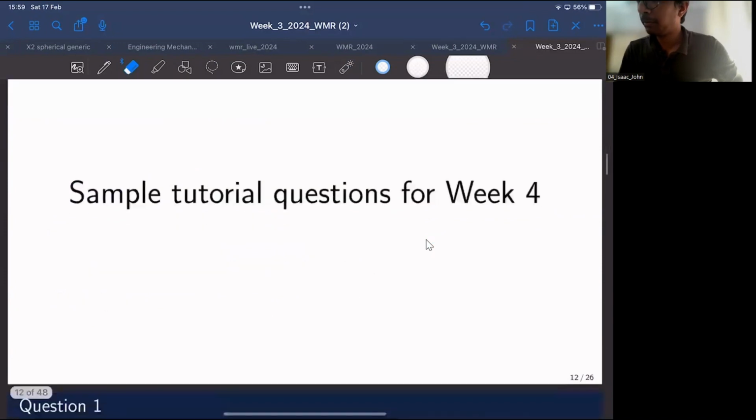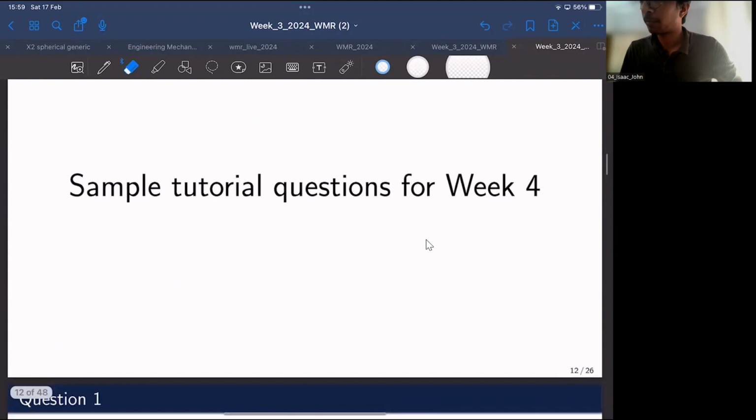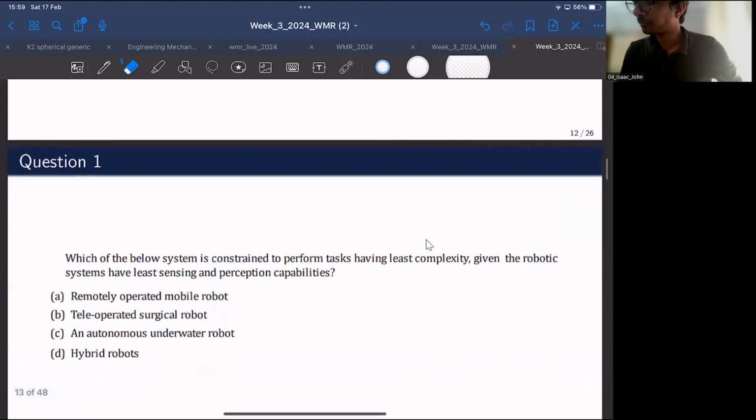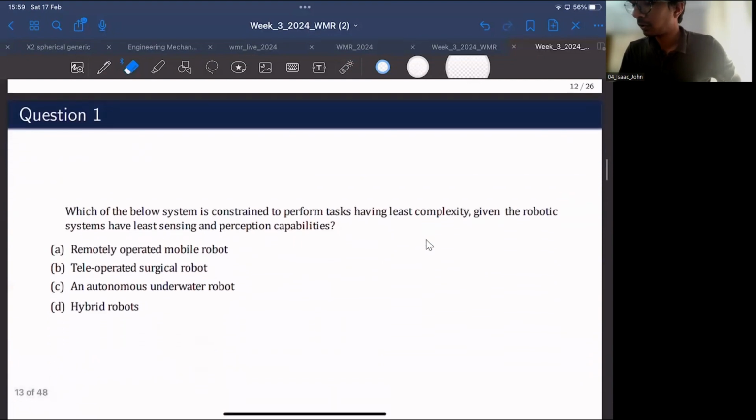And maybe we can solve some sample problems regarding the topics that we have discussed for week 4. So it's mostly, as you can recall, about the working of the sensors. So that's about it. So one question is, which of the below systems is constrained to perform tasks having the least complexity, given the systems have the least sensing and perception capabilities?